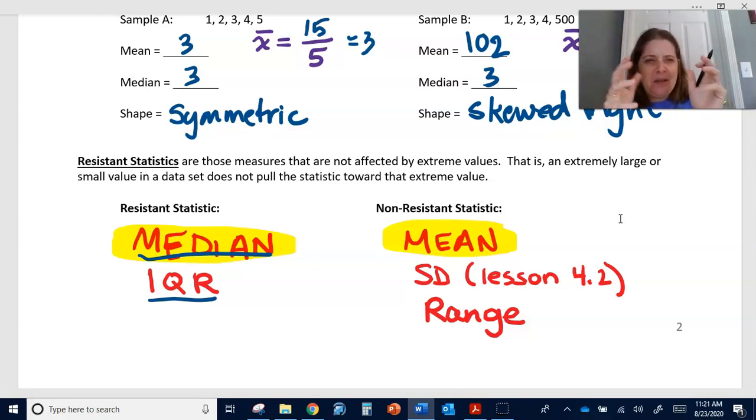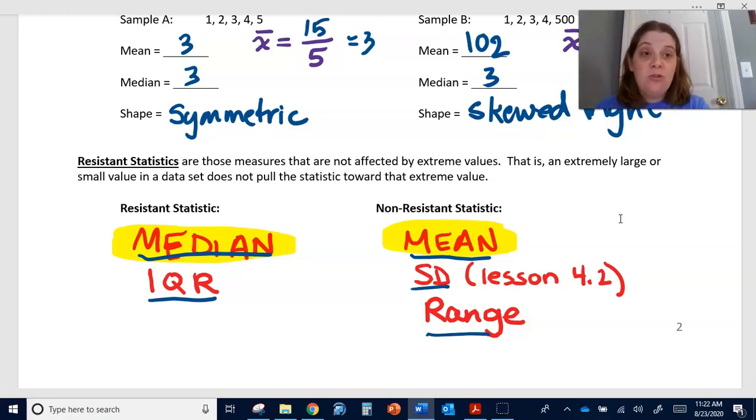It might move it just a little bit, might expand it just a little bit, or decrease it just a little bit, but those don't change very much. However, like the mean, if you drop a big value like 500 into your data set, your mean is going to jump up significantly. The same thing's going to happen with standard deviation and range. Now we'll talk more about standard deviation in section 4.2.